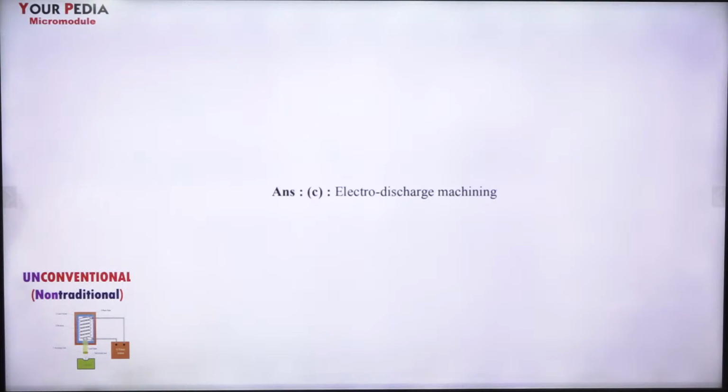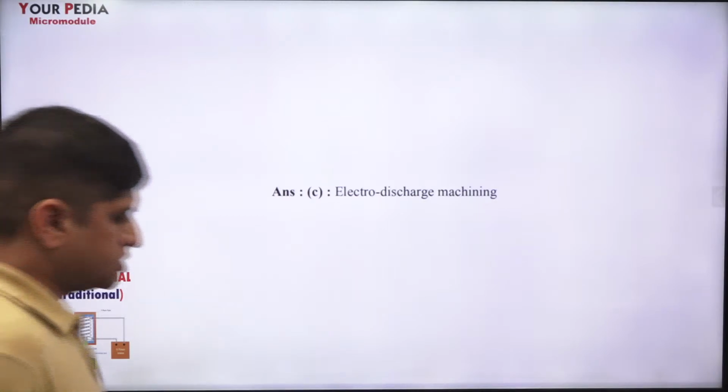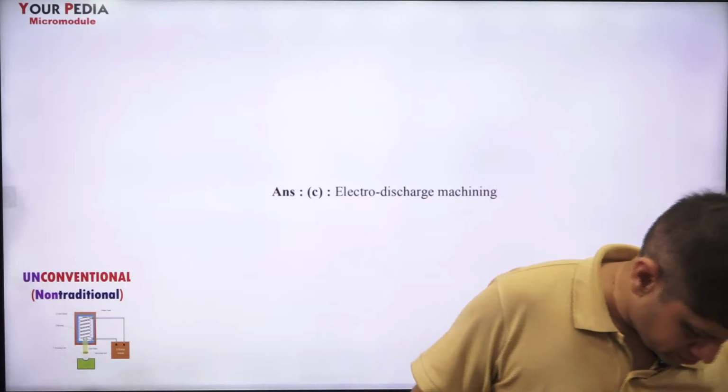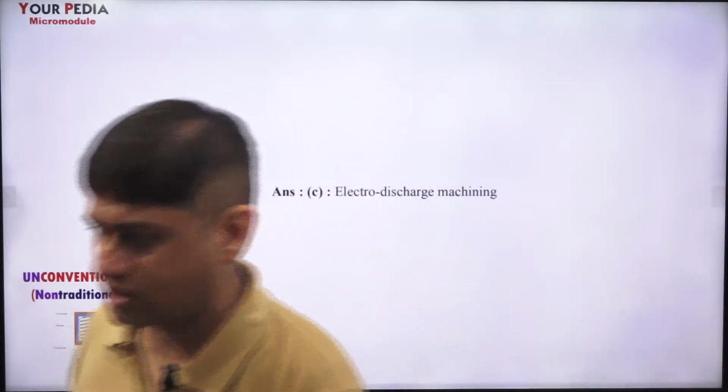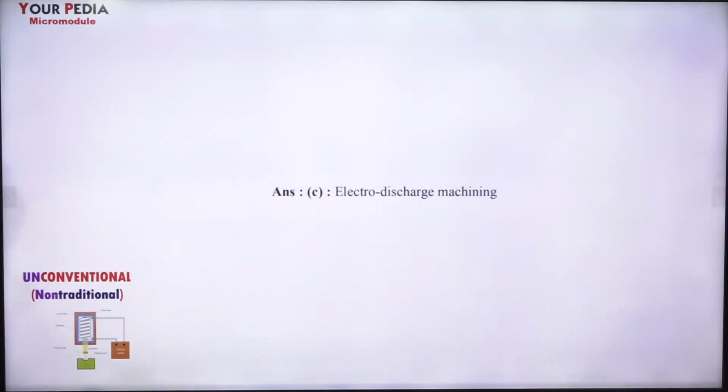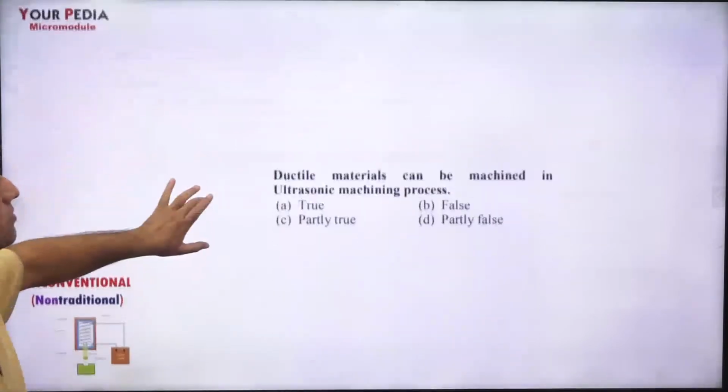Not honing. Honing is also a kind of surface grinding process, a super finishing process. Electric discharge machining: soft tool, hard material.